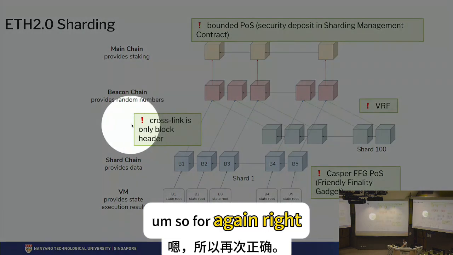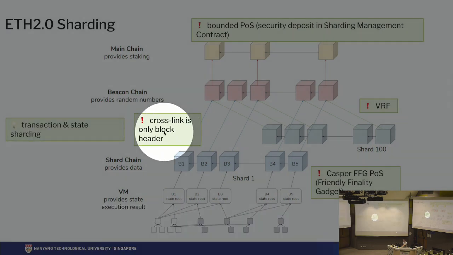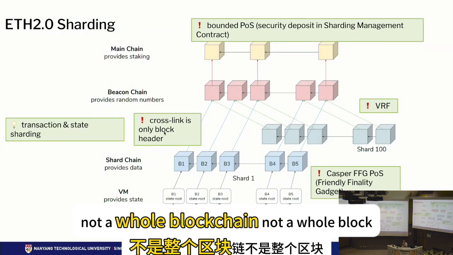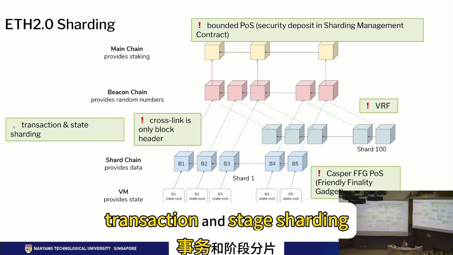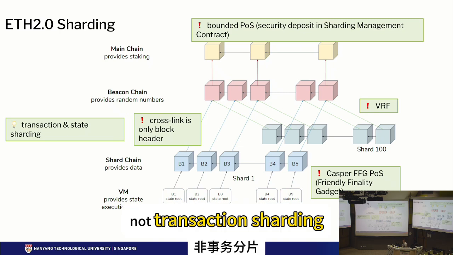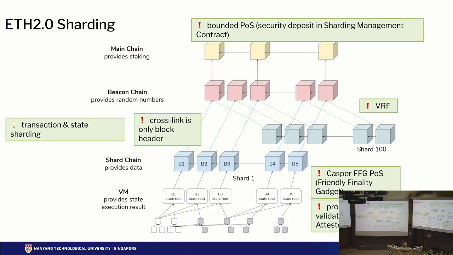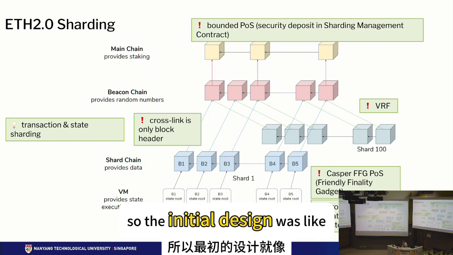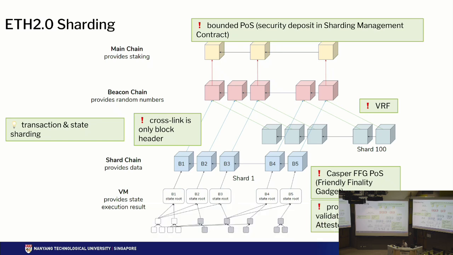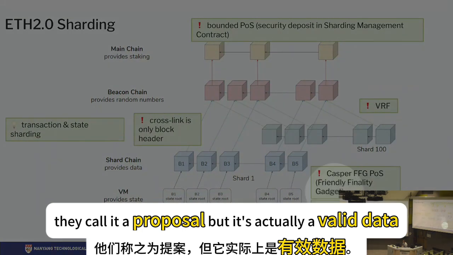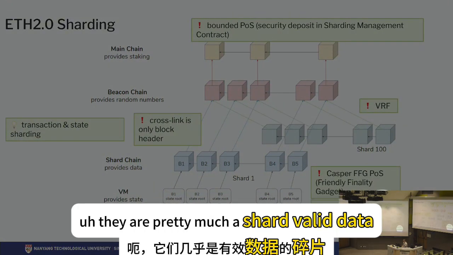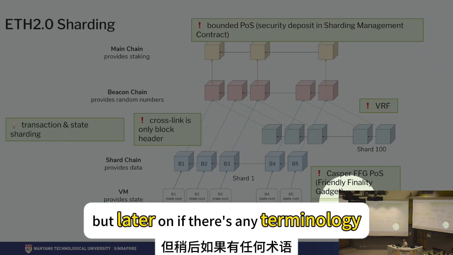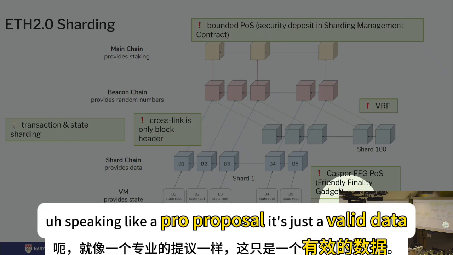Again, as I mentioned, the cross-link is a block header, not a whole blockchain, not a whole block. Because of that, we call this data sharding, transaction and state sharding, not transaction sharding. The initial design had a term called proposer, but it's actually a validator. They are pretty much a shard validator. But later on, if there's any terminology like proposer, it's just a validator.